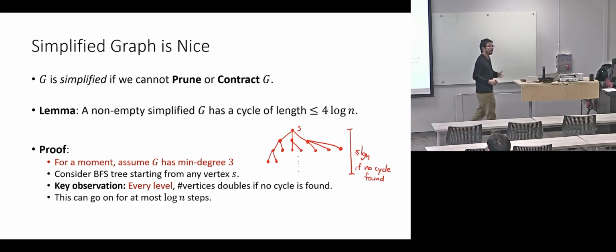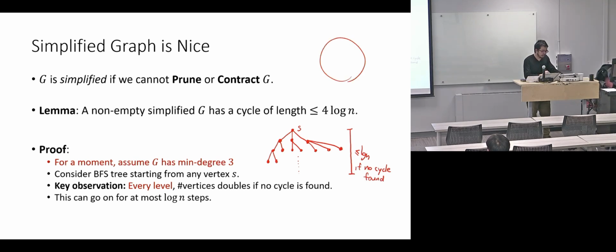I'm trying to understand how the simplified graph would look. What would it look like if you had a fully connected graph, a clique, and you tried to simplify it? You don't simplify anything. You don't remove anything. Oh, sorry. So the claim is that it has a cycle of length less than 4 log n, not that all cycles are less than that. It contains some cycle that is short.